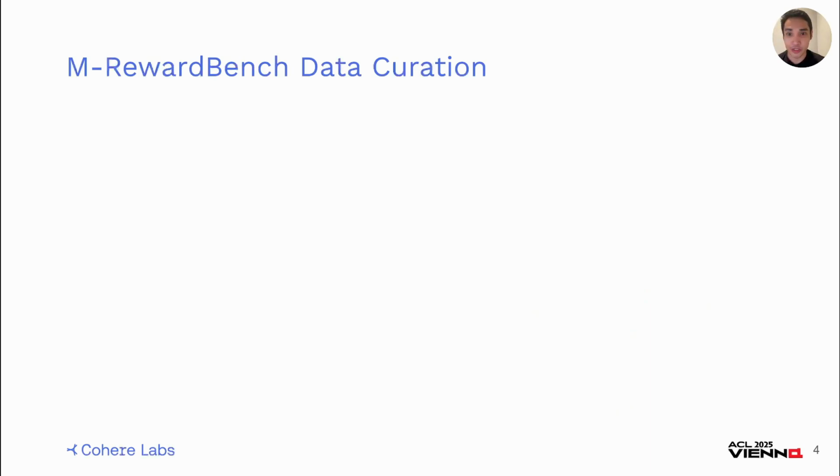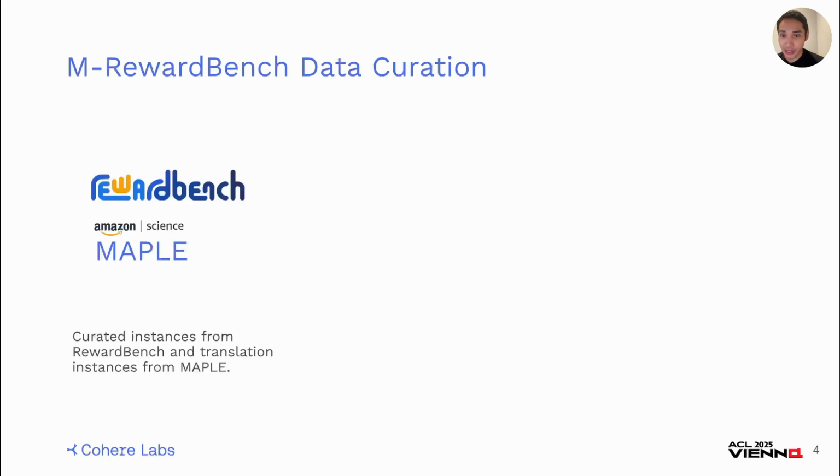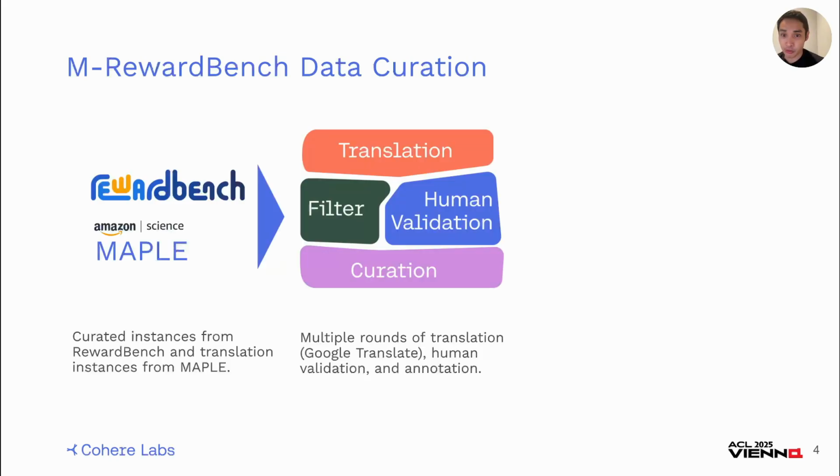To build M-RewardBench, we start by curating instances from the English Reward Bench set and some translation instances from Maple. Then we perform multiple rounds of translation and curation. So we wanted to ensure data quality here. So we do three things. First, we use a high quality translator, in this case, Google Translate, and it's empirically shown to generate high quality translations for our dataset. And then we perform multiple rounds of human validation.